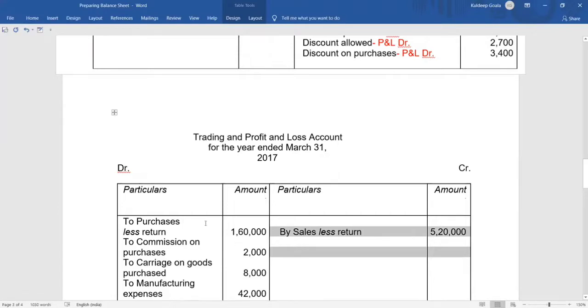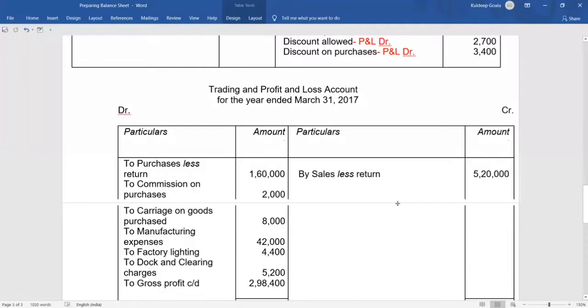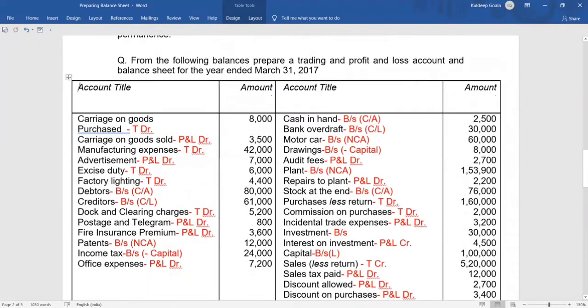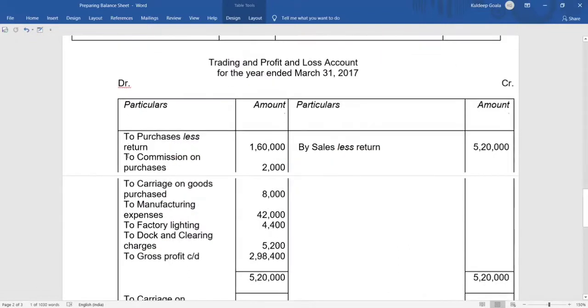Now after that, let's see what is the next item. Sales less return is done. Now let's go to the next item. What is the next item? From the beginning onwards, you can see the trading debit side. Here it is, carriage on goods purchase 8,000 rupees. So it will come in the trading account debit side. So let's go to the trading account debit side: to carriage on goods purchase 8,000.